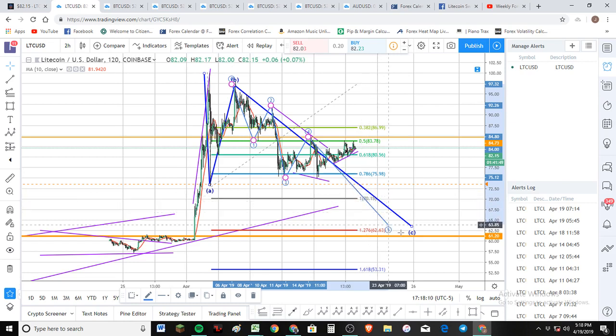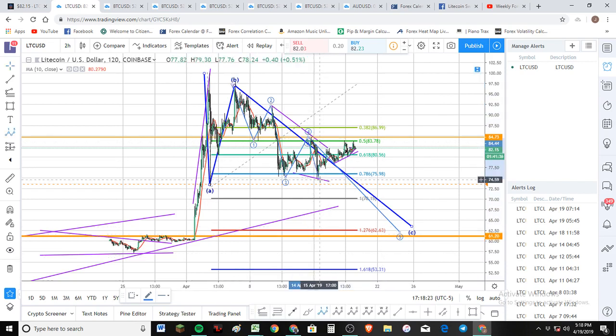But looking at the size of this 1-2, if this is a 1-2, and I think it is, I believe that this is a 1, a 2. We're expecting a 3, 4, and a 5 coming down. That's kind of what I'm looking at to finish out Litecoin. We'll see what price does.